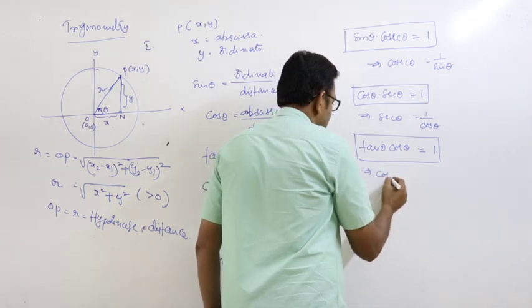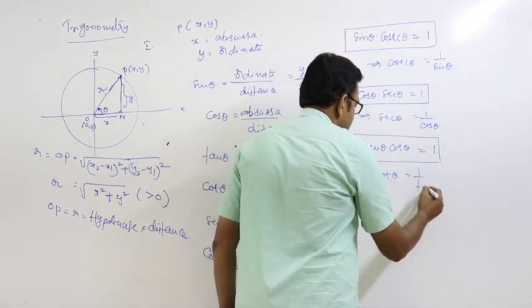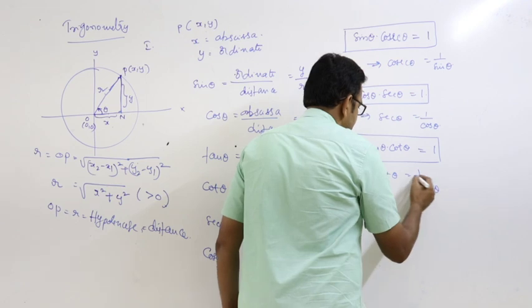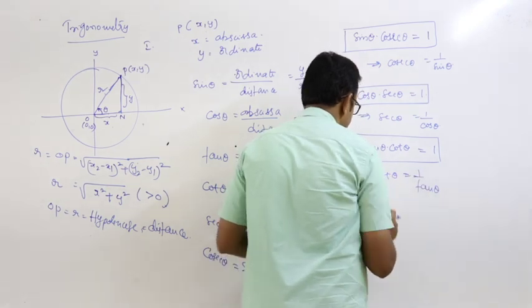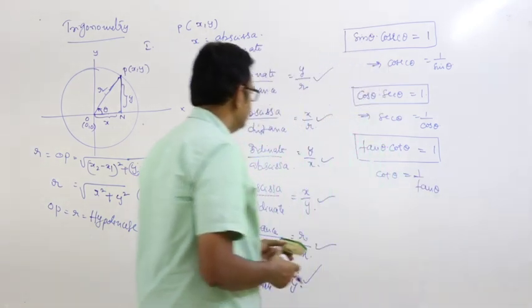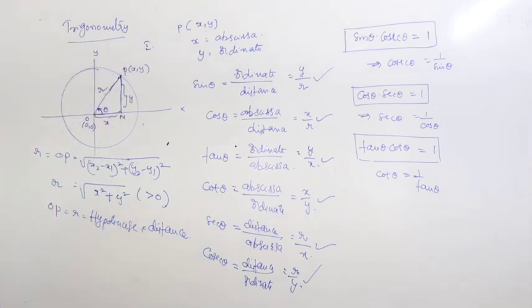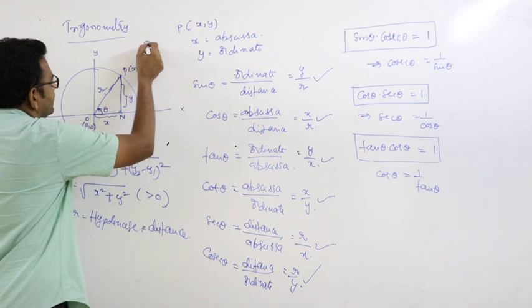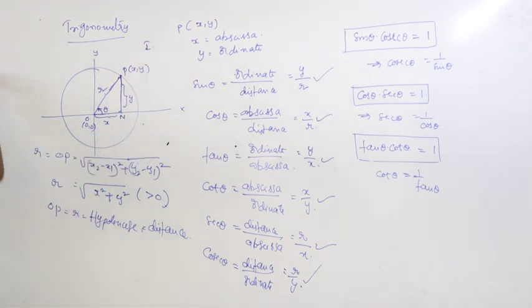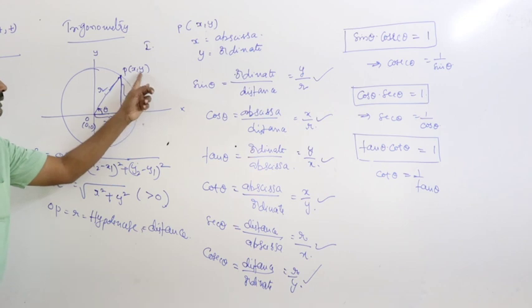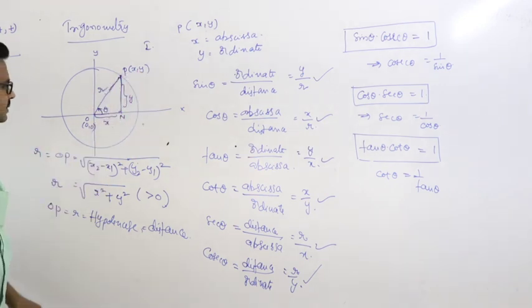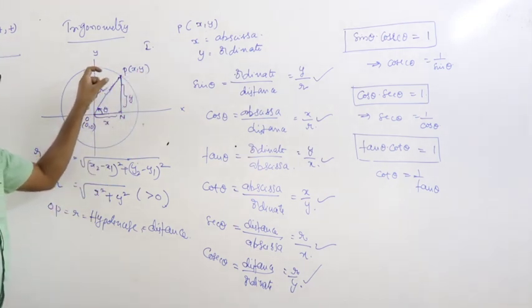This implies cot theta is equal to 1 by tan theta. So this is the first quadrant. First quadrant means what? What are the coordinates here? X coordinate is positive, y coordinate is positive. X comma y means what? X positive, y positive. R is always a distance, that is always positive.